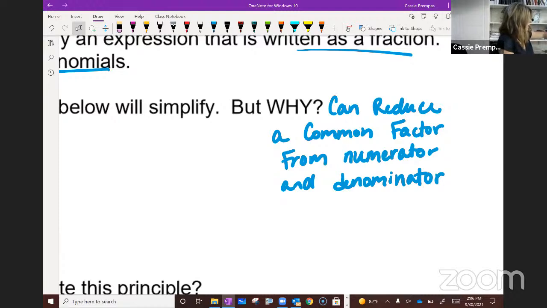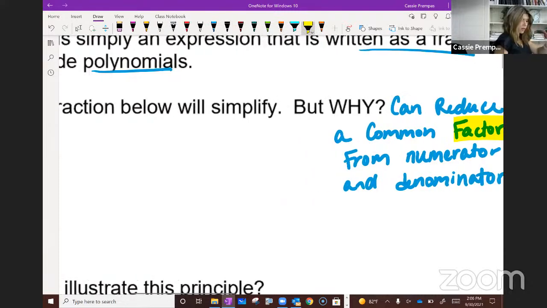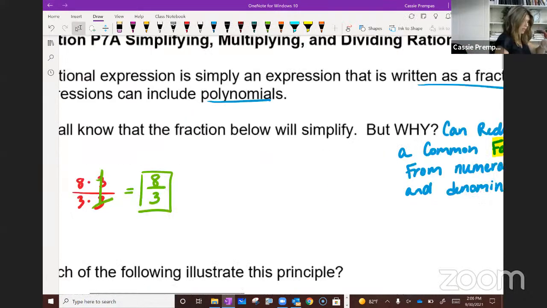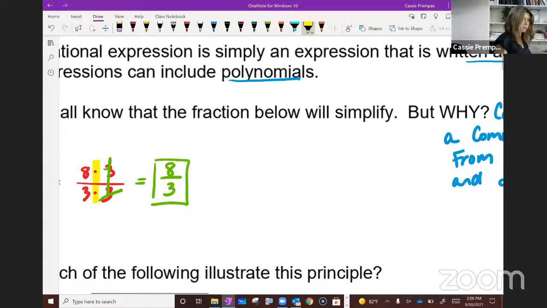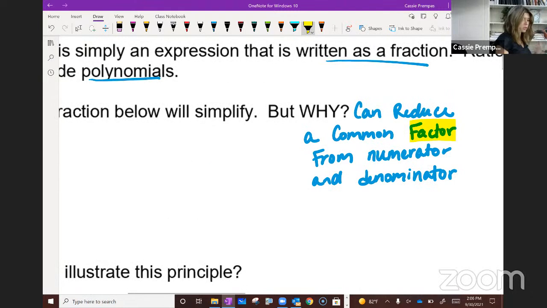Does anybody know what a factor is or what it's defined as? When I think of factor, I think of contributes to something. Contributes, I like it. If we think about it as using part of, I like it. Specifically, we could use the word contributes by multiplying. A factor is something that's been multiplied. So if you can reduce a number or an expression that's been multiplied to the top and the bottom, that's when you know that it can be simplified.